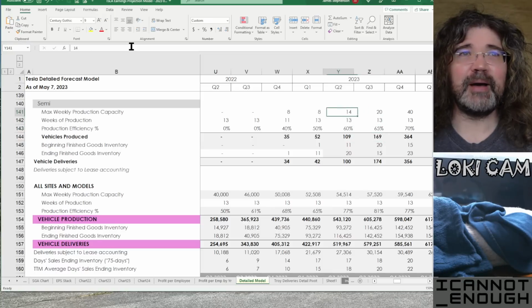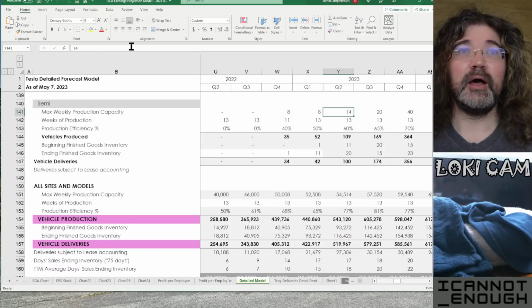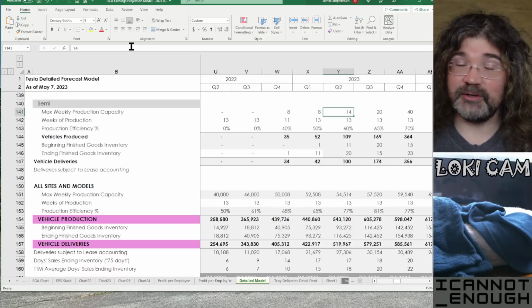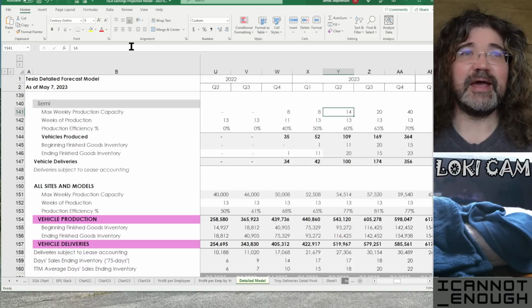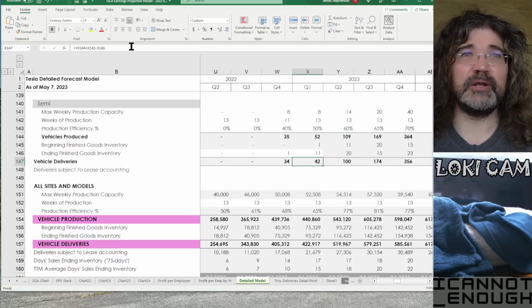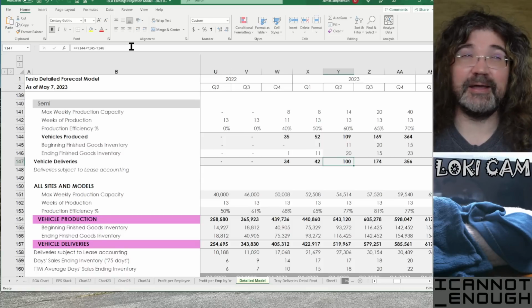Then for Semi, they've been making those out of Nevada for a few quarters now. We don't get exact numbers reported at all for these because they're so immaterial. So we have to guess at how many were delivered. I think there were 34 in Q4, 42 in Q1. I've got 100 in Q2. That may be high.